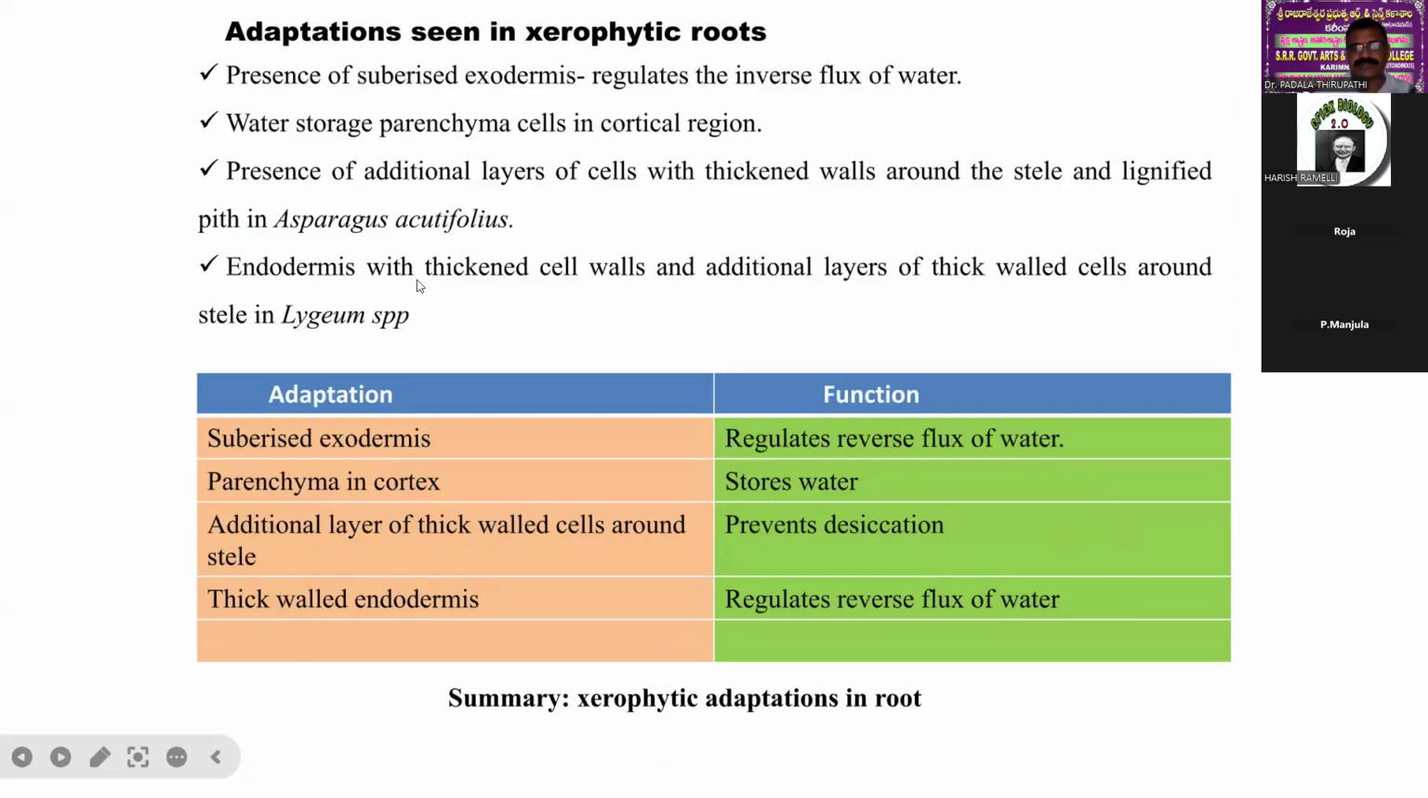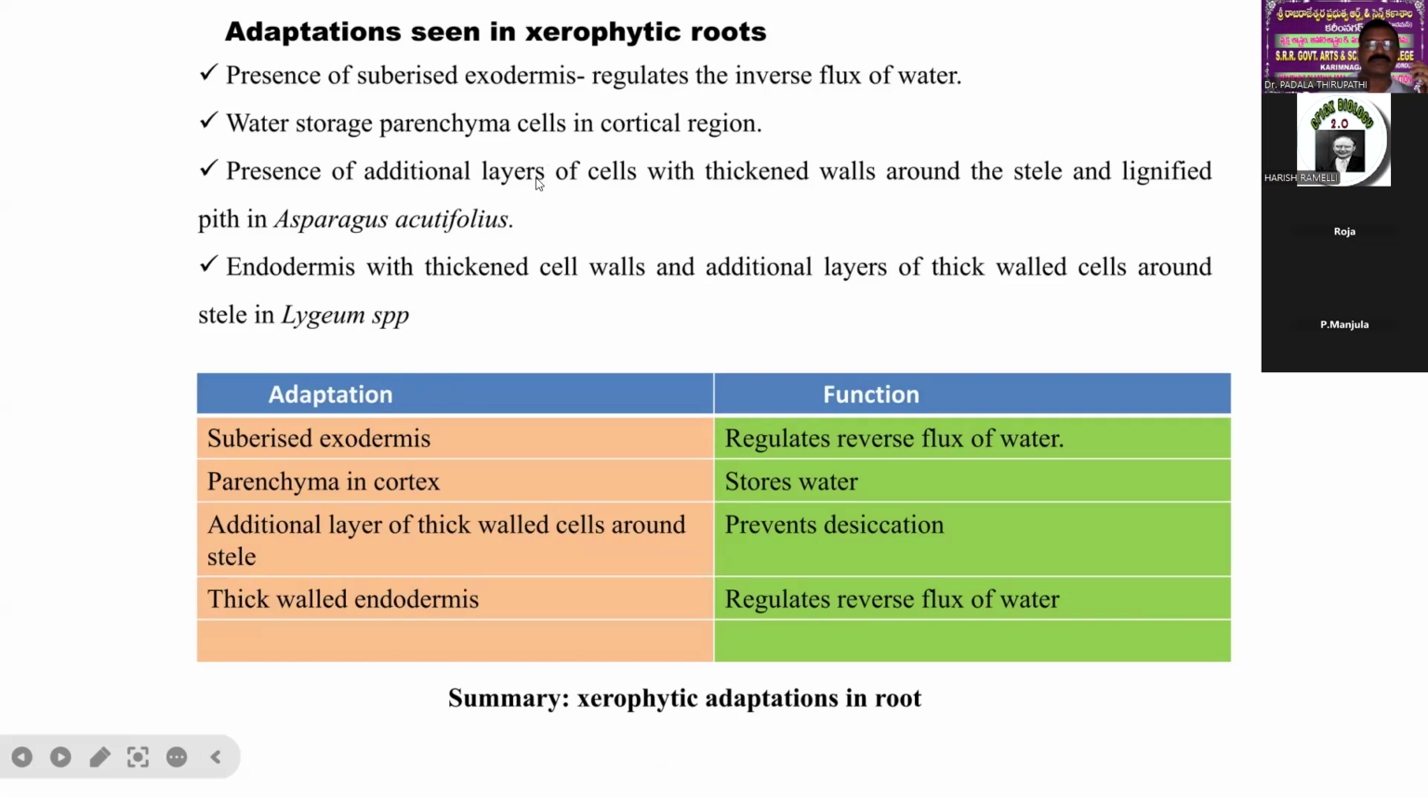So next are the adaptations seen in the roots, the xerophytic roots. Here is the presence of a suberized exodermis, which regulates the inverse flux of water. The upper layer of the epidermis is made up of suberized cells. There are water storage parenchyma cells in the cortical region and additional layers of thick-walled cells around the stele and lignified pith in Asparagus acutifolius. The endodermis also has thickened cell walls, with additional layers of thick-walled cells around the stele.